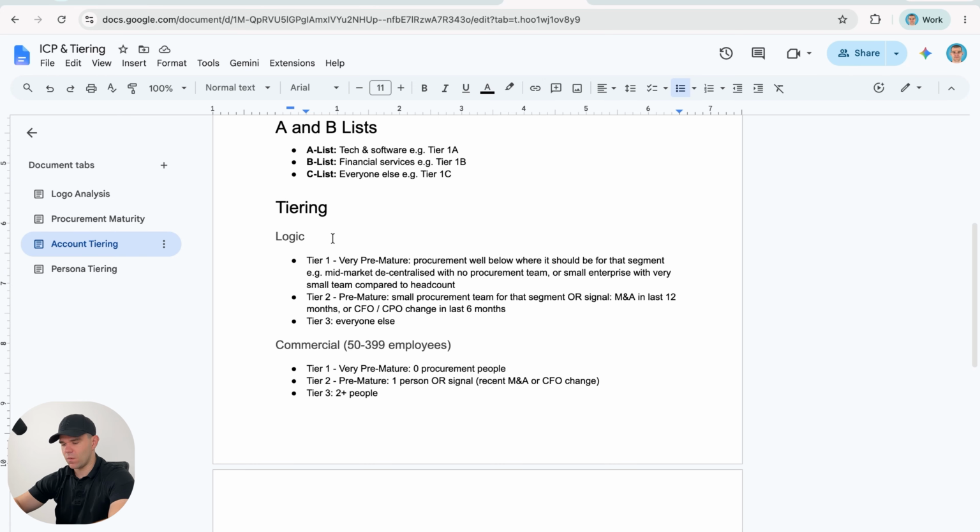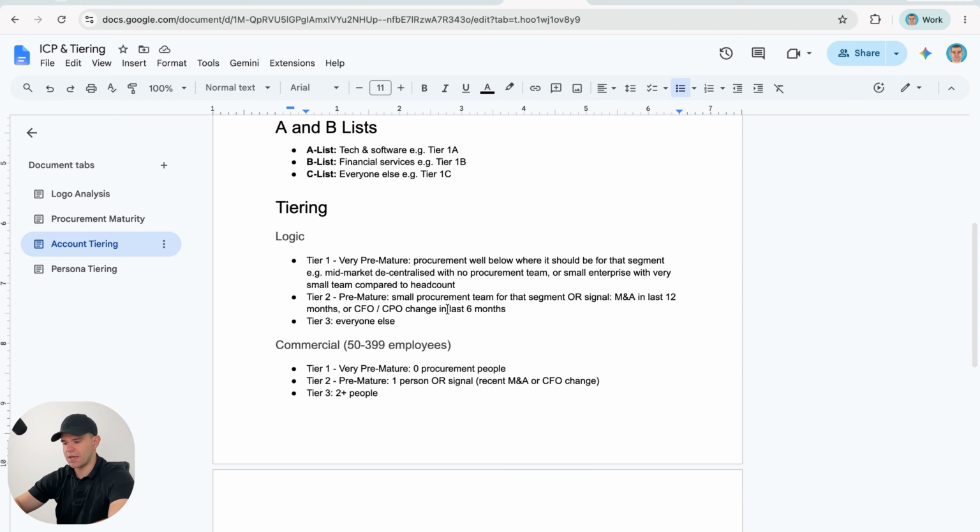And then for tiering, well, again, I've worked at a procurement tech company, so I have real data to back this up as well as this analysis. Based on the analysis as well, it makes sense to target premature procurement teams. And obviously that prematurity will look very different at commercial versus mid-market versus enterprise. So tier 1, very premature, procurement well below where it should be for that segment, e.g. mid-market, decentralized with no procurement team, or small enterprise with very small procurement team compared to headcount.